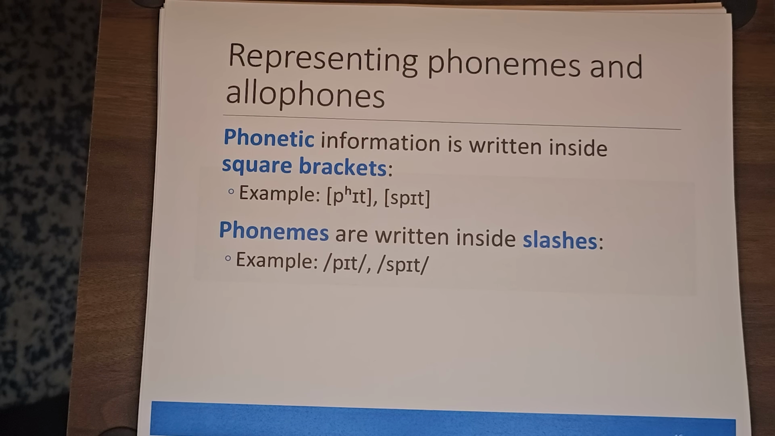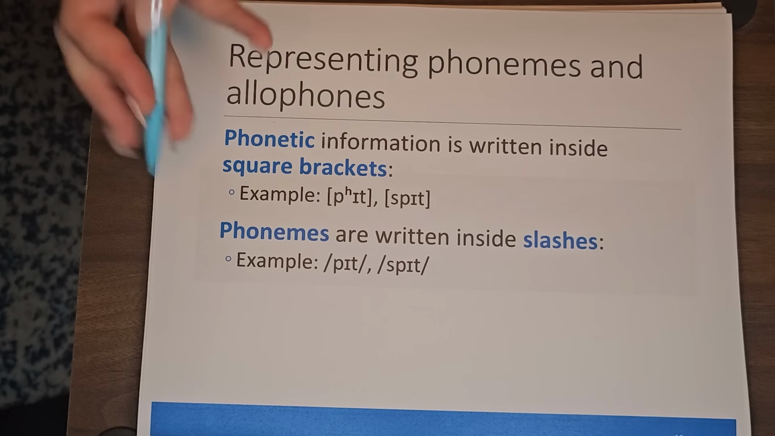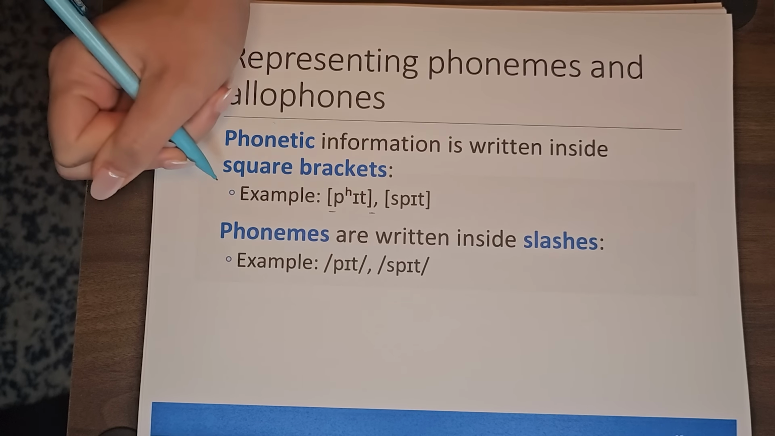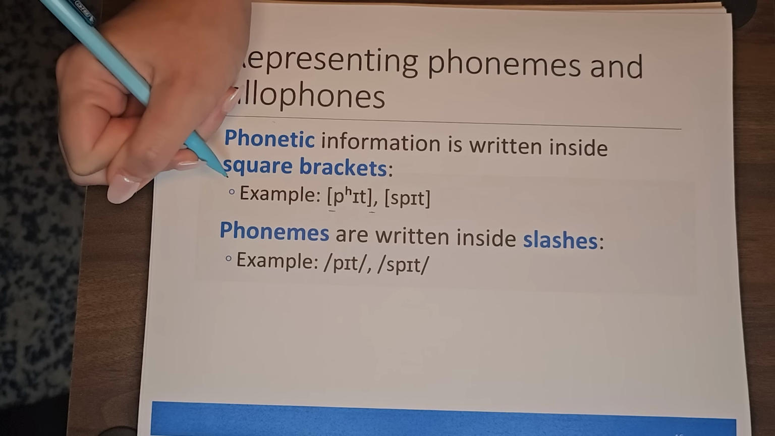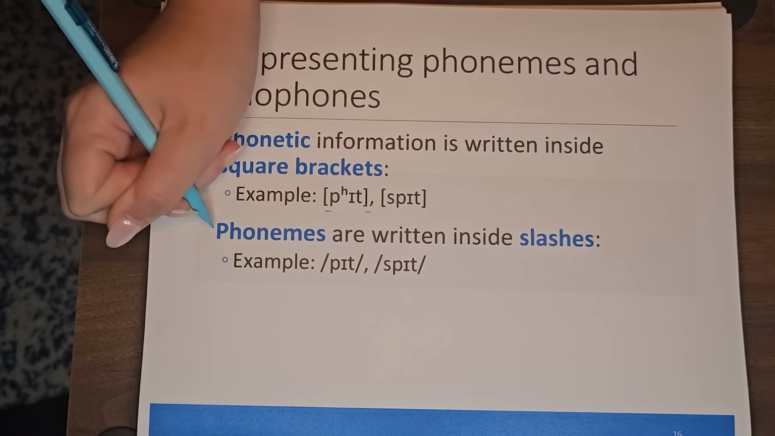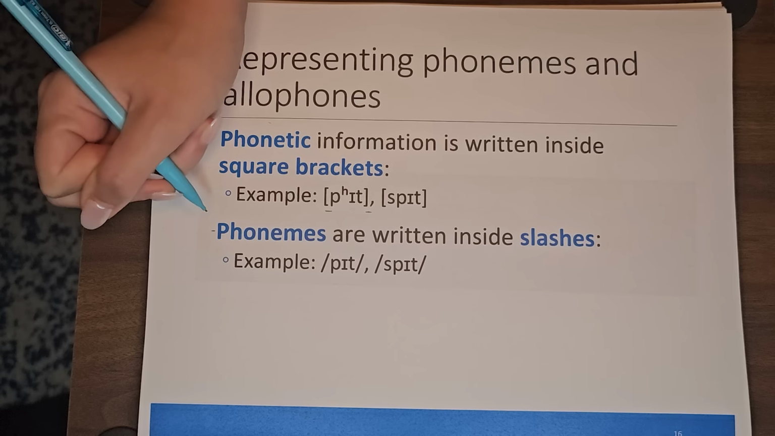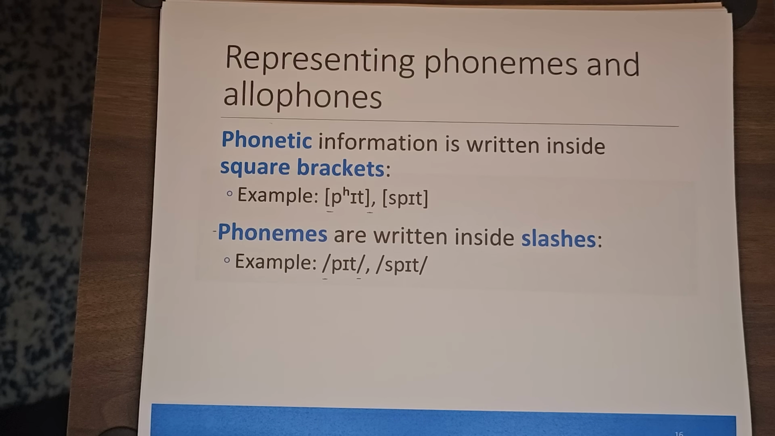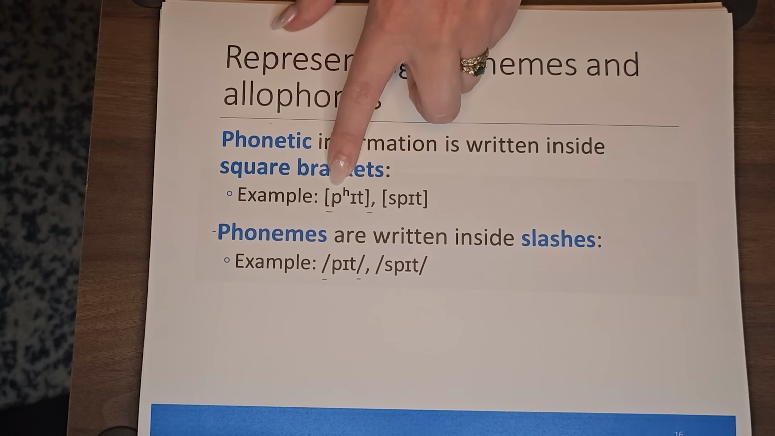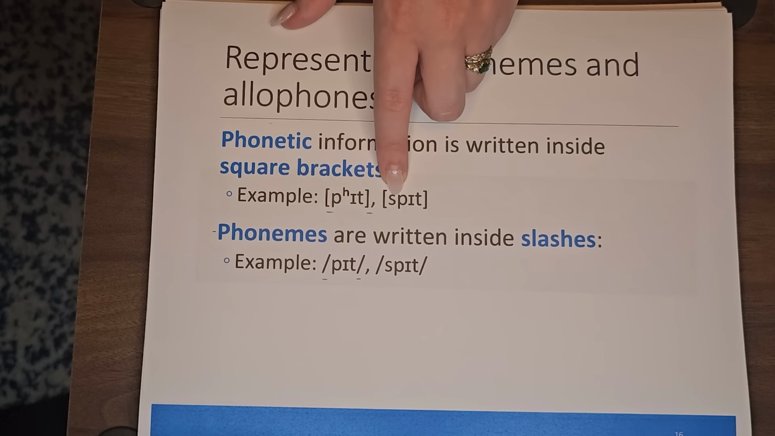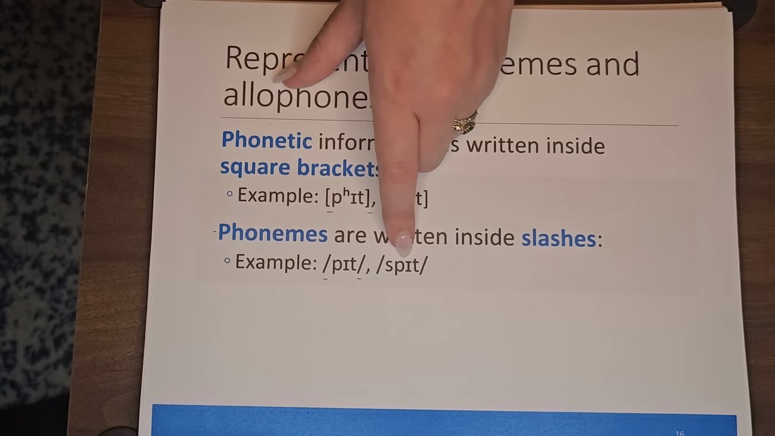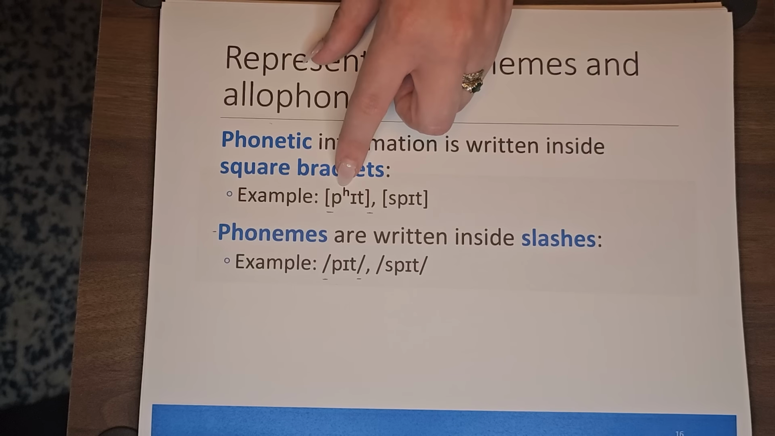So, phonetic information is written inside square brackets. The actual sound produced is written inside square brackets, and phonemes, the mental representation, are written inside slashes. So if we were representing the phonetic information, we'd see that the p sound in pit and spit are different, but phonemically, it's the same phoneme, and we don't need to represent the aspiration.